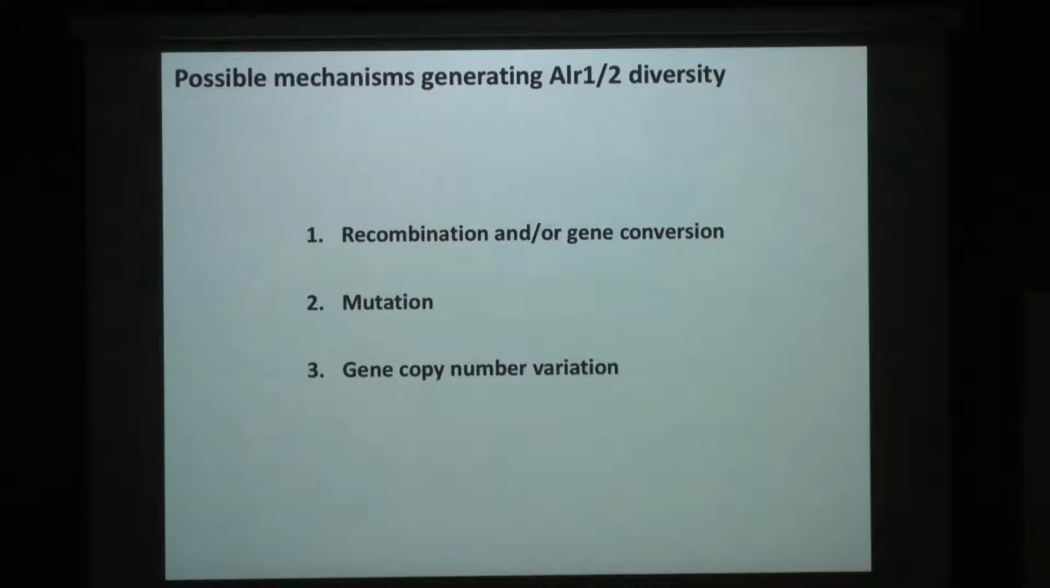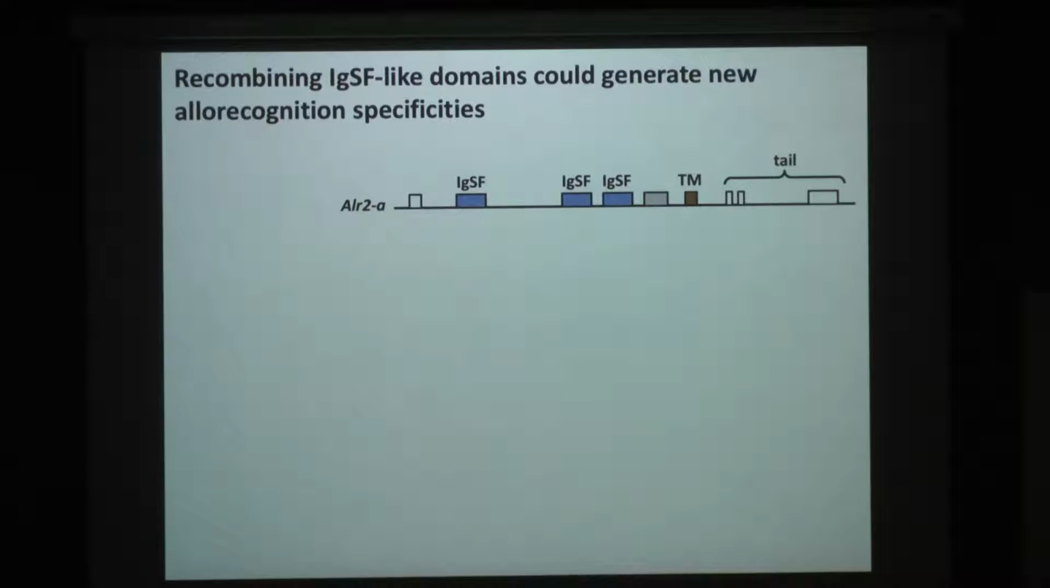And we think there's probably three things going on. And I'm going to show you some preliminary data for each of these. We're actively working on this, so this will be where we're at for each one of these. But one thing you might imagine goes on is recombination or gene conversion, and I'll explain what that is. Mutations, just plain old accumulation of mutations over time, and then also variation in the number of genes that are actually present in between different animals. And I'll talk a bit about that also. So first, recombination and gene conversion.